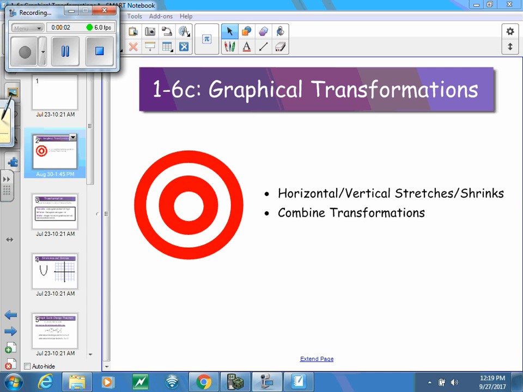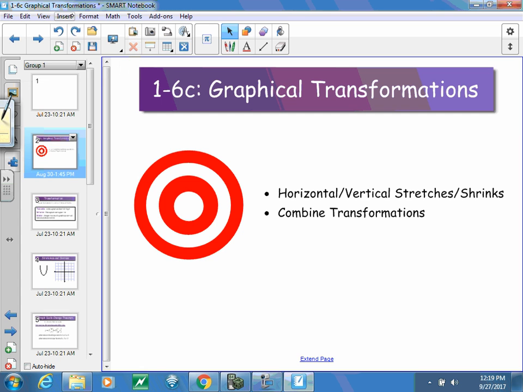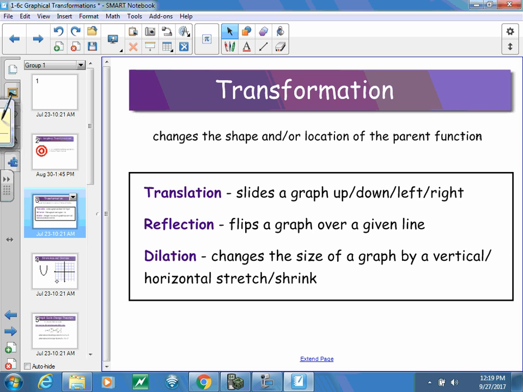Alright, this is our third and final video for section 1.6, working with our functions and our transformations. What we're going to do is finish it up with some dilations, where we're going to do some vertical and horizontal stretches as well as shrinks. So we've already spent time with our translations and our reflections. This is the only one that we have left.